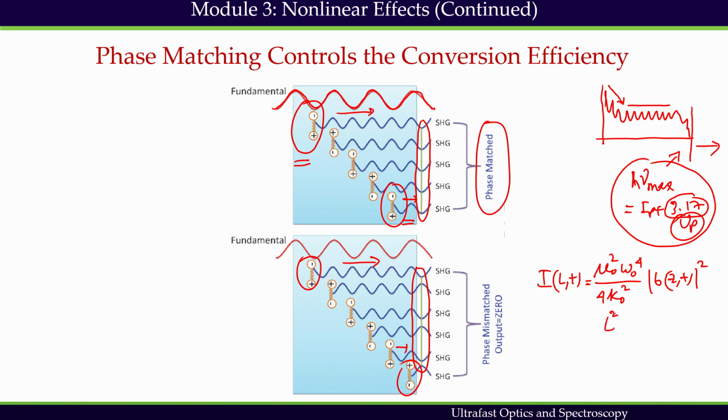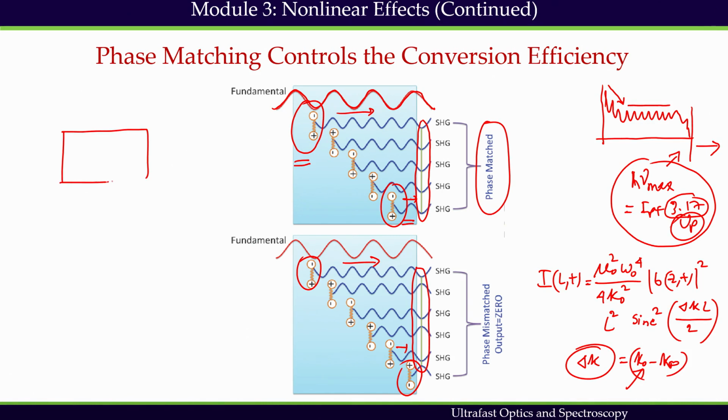L square. Then there is a cardinal sine function we have seen, that depends on delta K L by 2, and this delta K is the phase mismatch, which is nothing but K naught minus Kp. K naught is the outgoing beam. So basically we remind that when we consider input beam, this is the input beam.